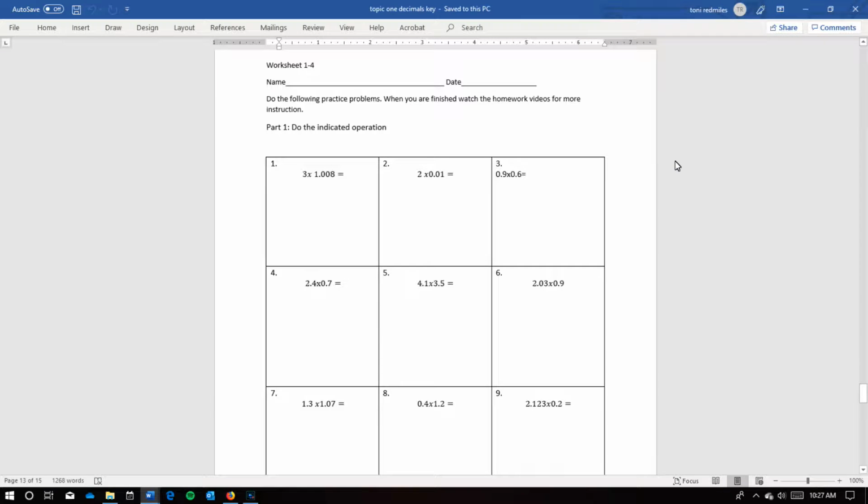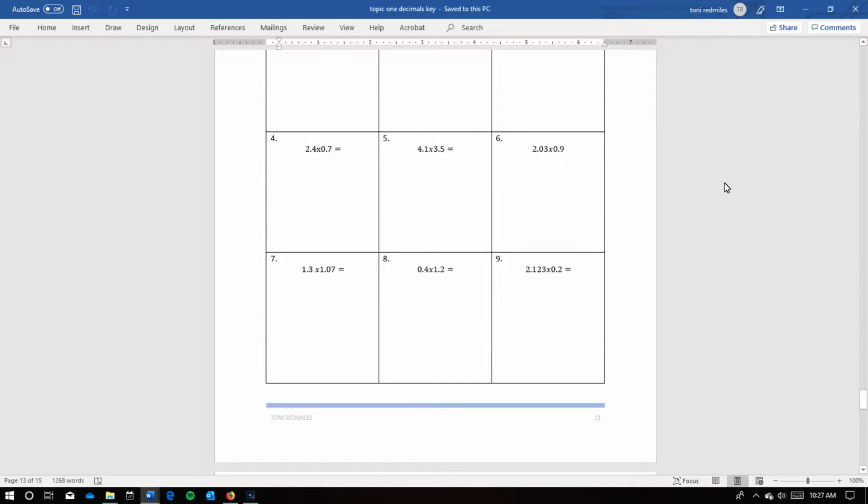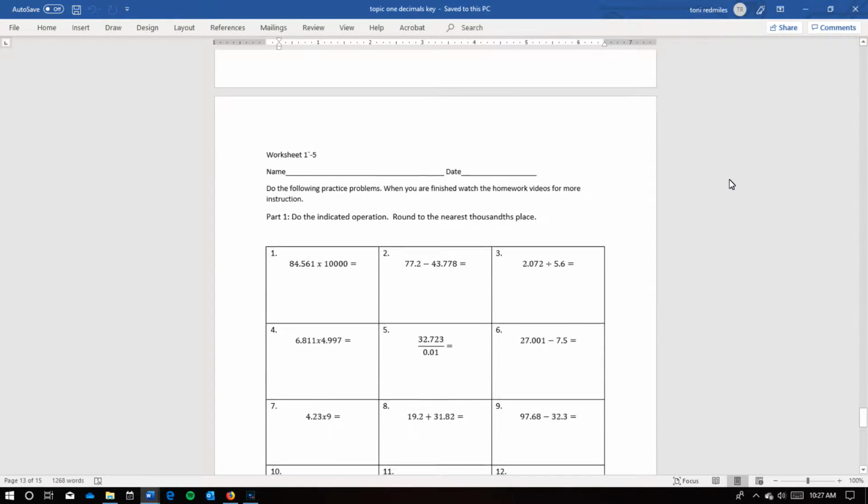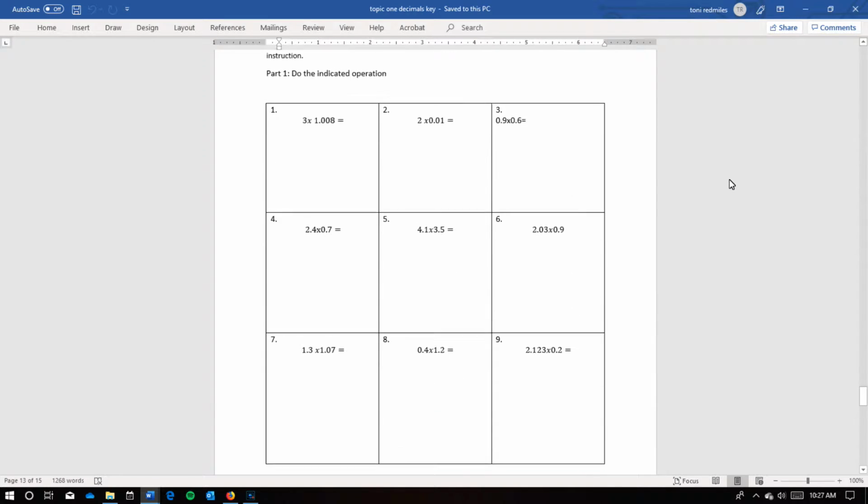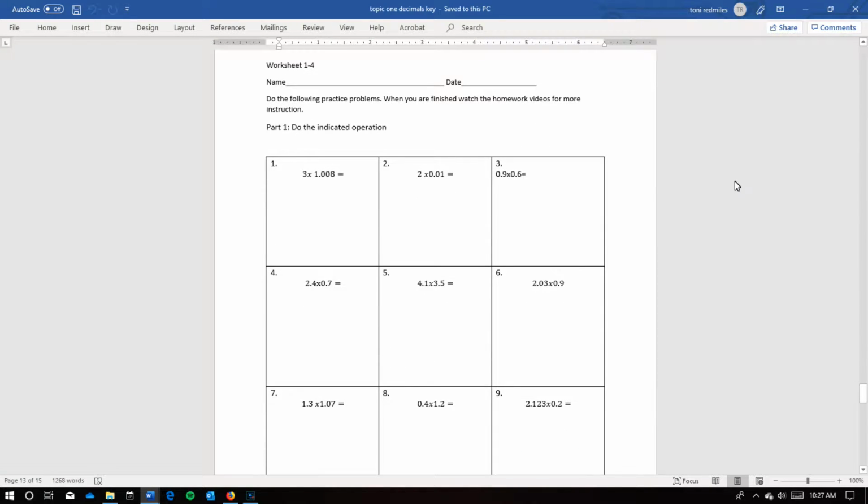Alright, in this video we're going to be doing worksheet number 4. In this one it's all multiplication, as you can see, and we're going to get into some ones where we put it all together starting in worksheet number 5. And so there's only 2 more worksheets after this, number 5 and number 6.